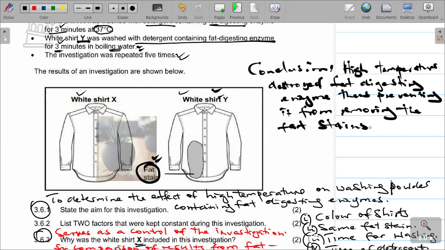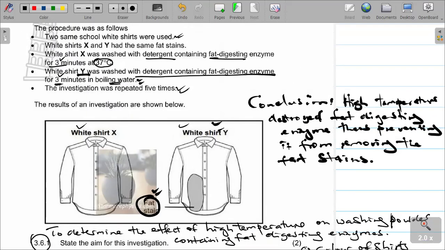As you can see, according to the setup of the experiment, it is stated that Y was washed with detergent containing fat digesting enzyme for 3 minutes in boiling water, but shirt X was washed with detergent containing fat digesting enzyme for 3 minutes at 37 degrees, not at the boiling point of the water. So that's the conclusion. A conclusion is actually drawn from what is seen. You don't decide, you don't judge, you just take it from the statements or from the results that are presented.